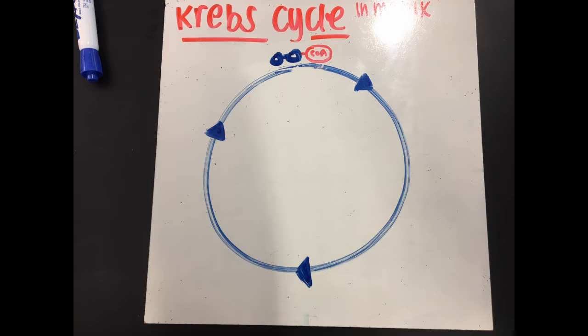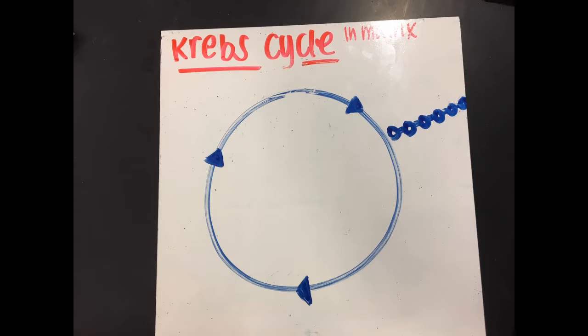The Krebs cycle, or citric acid cycle, now begins. In acetyl CoA, the CoA breaks off the 2-carbon molecule. This 2-carbon molecule then attaches to a 4-carbon molecule, forming a 6-carbon molecule.